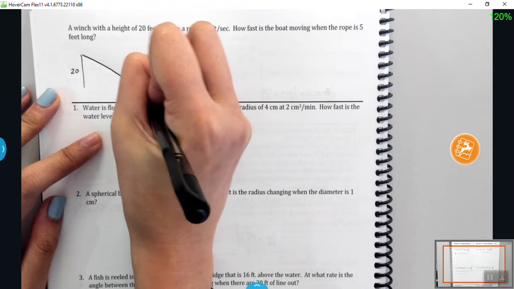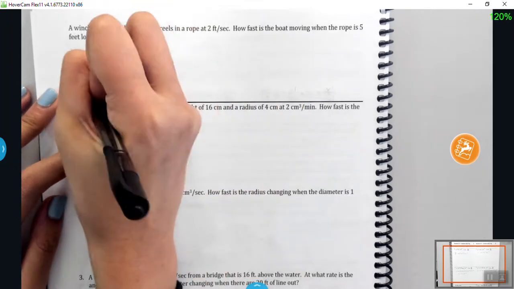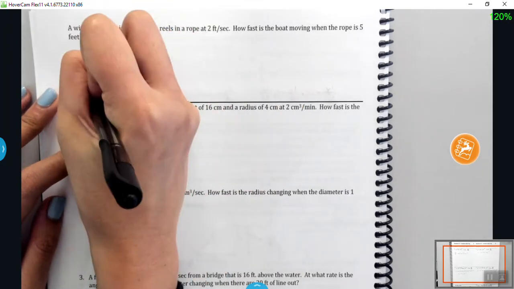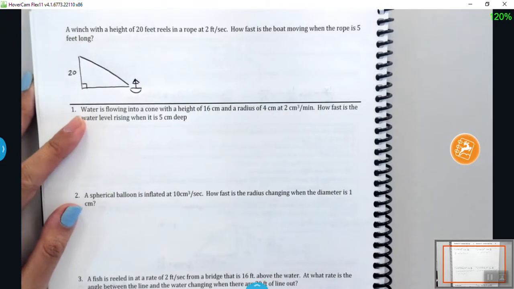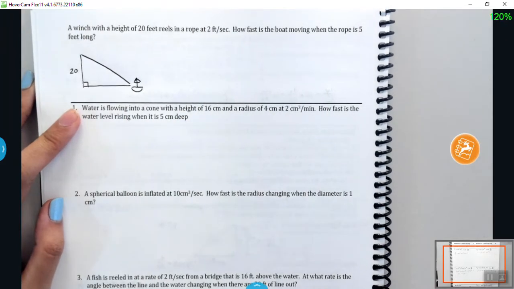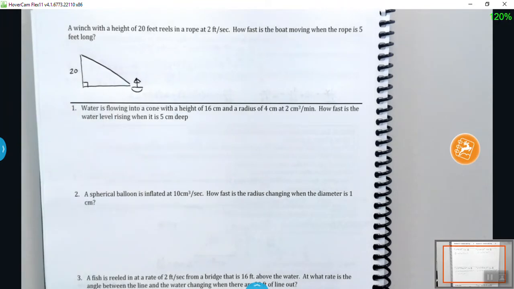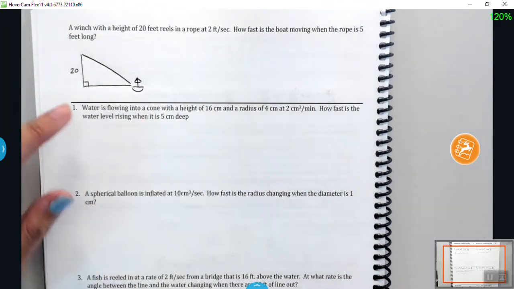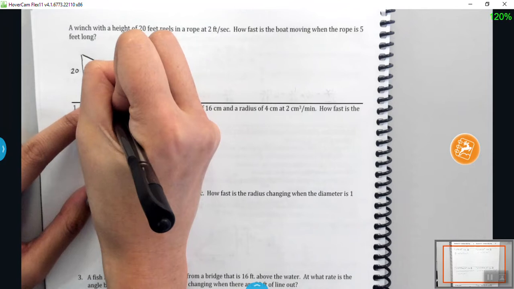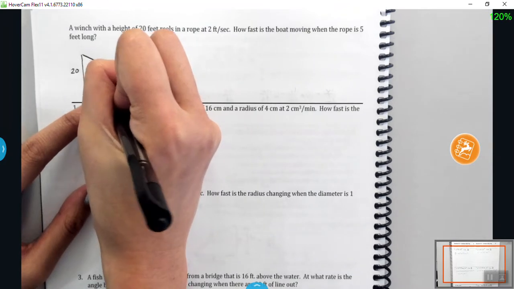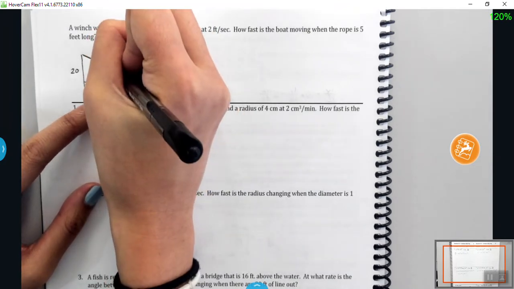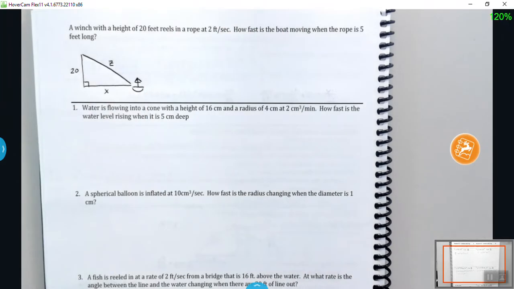What's a winch? I'll show you what a winch is. It's reeling in a rope. How fast is the boat moving when the rope is 5 feet long? Okay, this 20 doesn't change. Let's make these x and z.